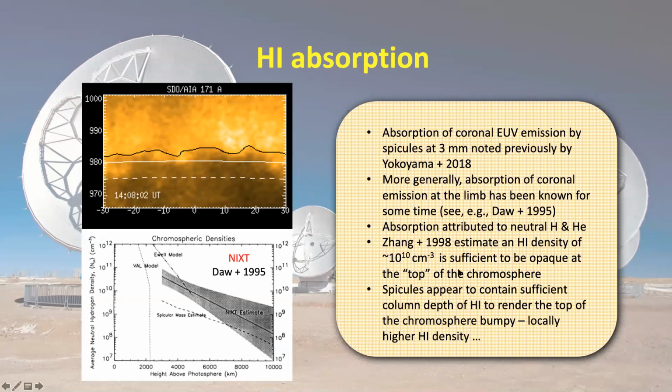Zhang and collaborators, in fact, estimated a neutral hydrogen density of about 10^10 at the top of the chromosphere is sufficient to render it opaque to background coronal emission. Spicules, of course, are discrete structures. There's a distribution along the line of sight and they appear to contain sufficient column depths in H I to render the top of the chromosphere bumpy. And presumably the H I densities are significantly higher than 10^10.